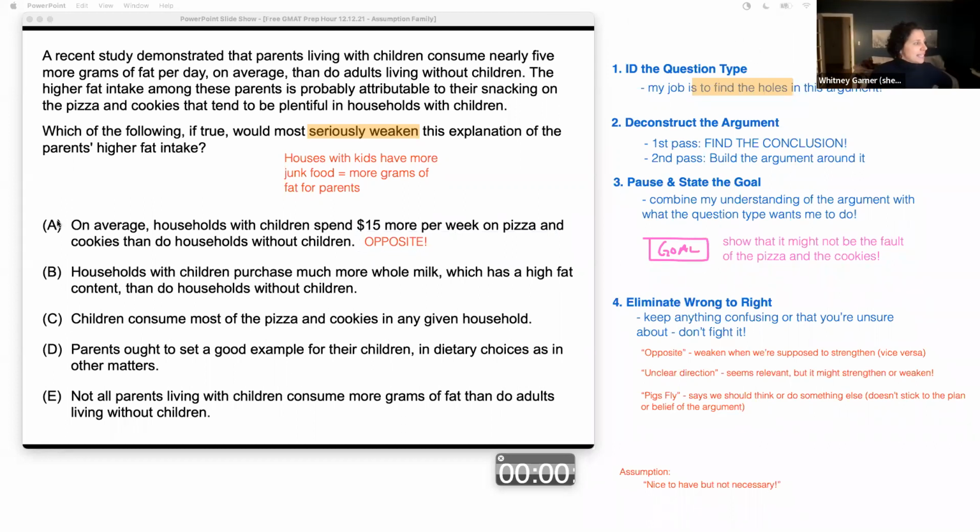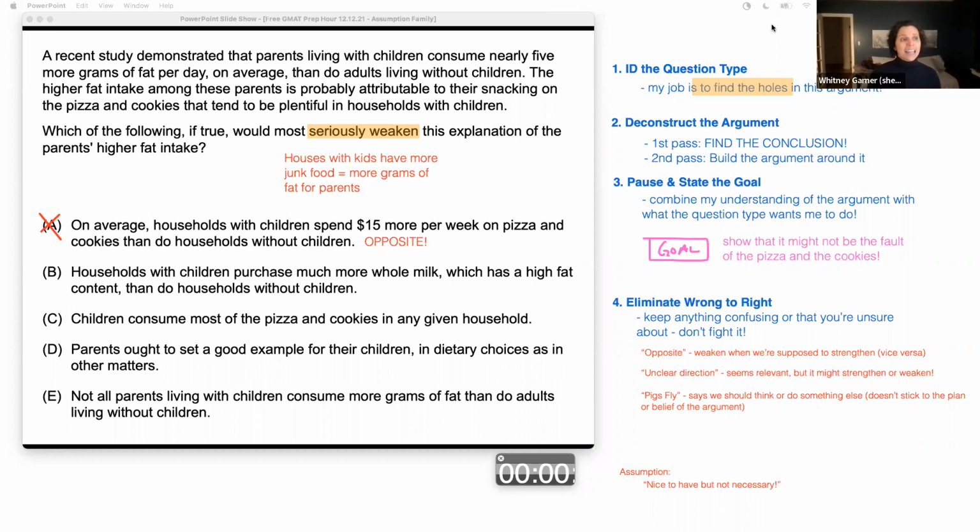All right, so now we look at C: children consume most of the pizza and cookies in any given household. Ooh, that sounds pretty good too, because if kids are eating the pizza and cookies, okay. D: parents ought to set a good example for their children in dietary choices as in other matters.